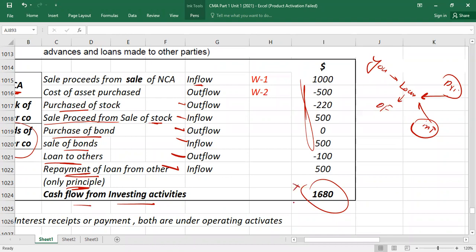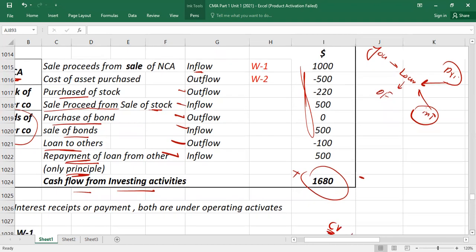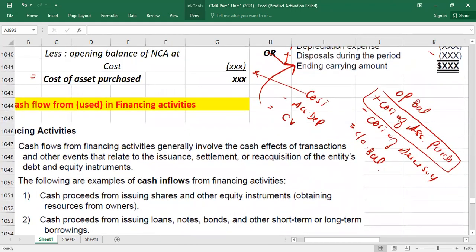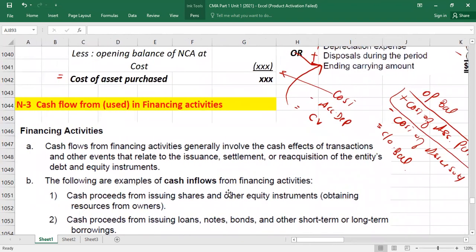If this answer is positive, I will use the words cash flow from investing activities. If this answer is negative, I will use the words cash flow used in investing activities. Right? Now the last activity which we are going to discuss is financing activities. Okay.